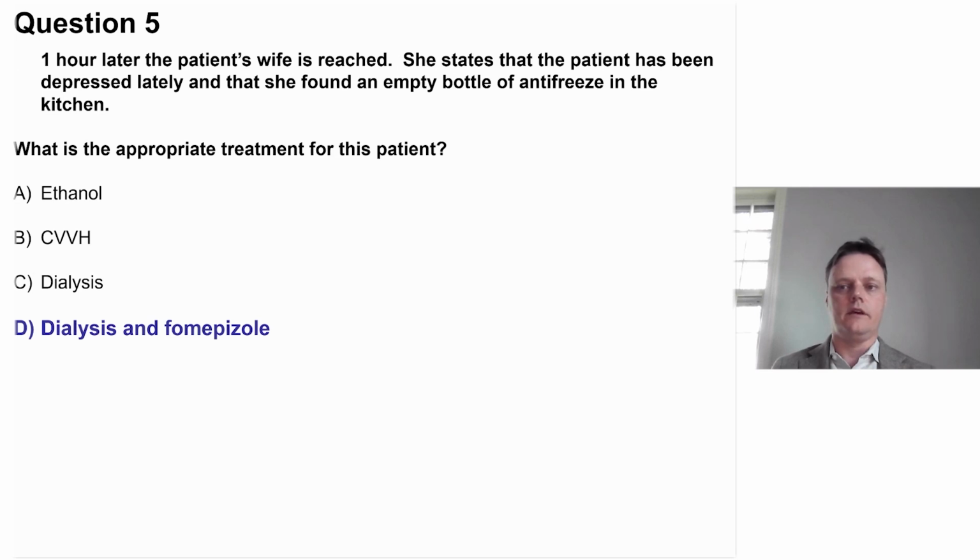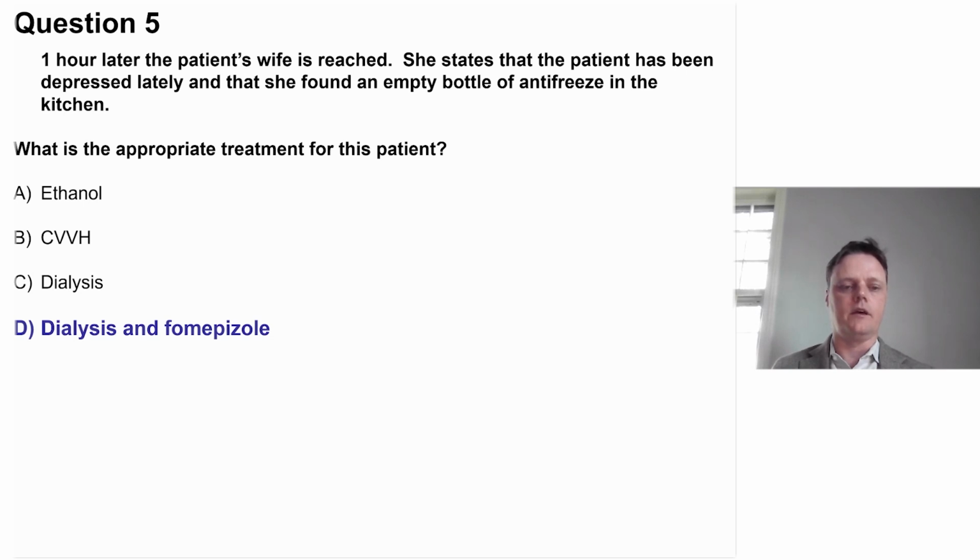The answer here is dialysis and fomepizole. Ethanol might be a treatment for this if we did not have access to dialysis or fomepizole, in order to decrease the conversion of the toxic alcohol to its more toxic acid, but it's not necessary where you have more advanced therapies. CVVH is potentially useful, but it will generally be too slow at removing the toxin. So definitely we need to do dialysis in this patient.